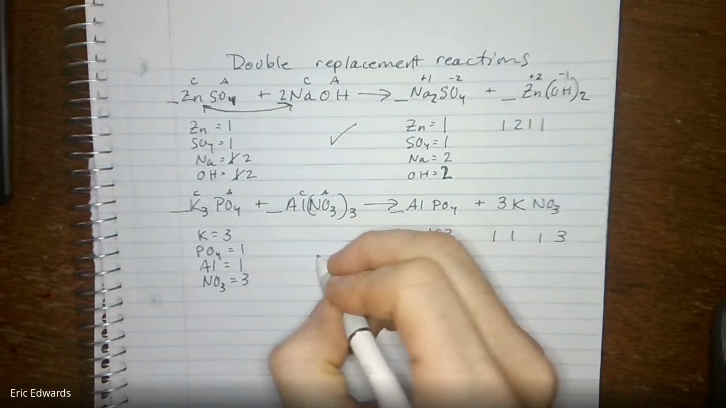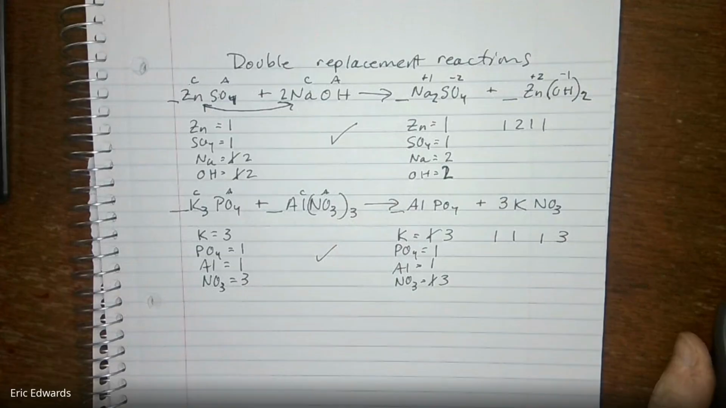Okay, I hope that helped. That is double replacement reactions. That is how to predict the products, and balance it.